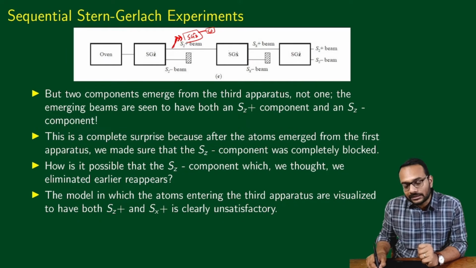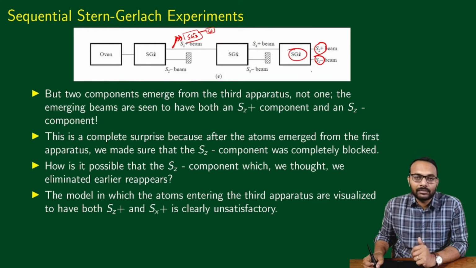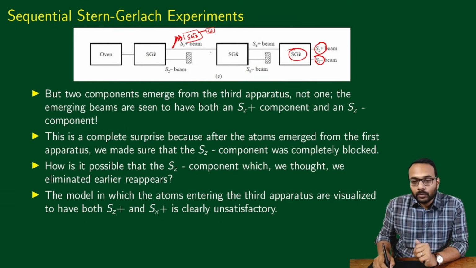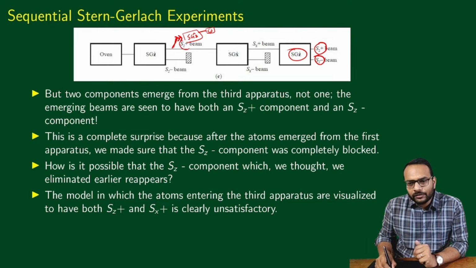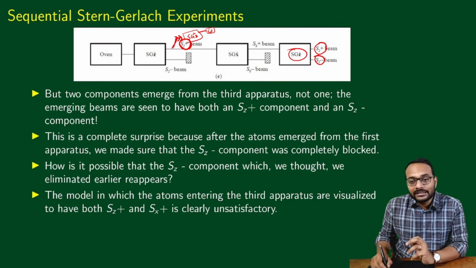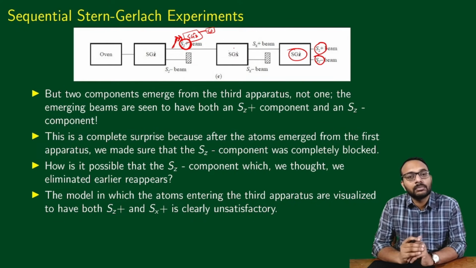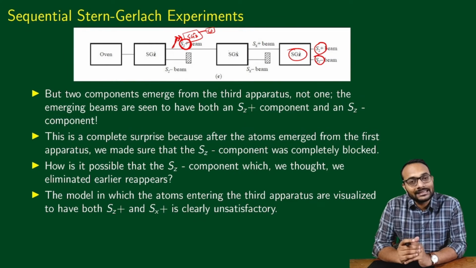Now again you are feeding it into an SGZ hat apparatus, and you see that the beam has picked up both Sz plus and Sz minus components. So the information that this beam is an Sz plus beam, completely characterized by Sz plus, is lost when you pass it through an SGX hat apparatus. This information is gone, it's destroyed. Once it passes through an SGX hat apparatus, the atoms in the beam don't remember that they were characterized by Sz plus.